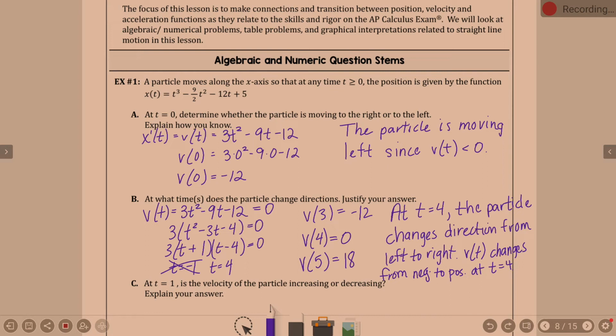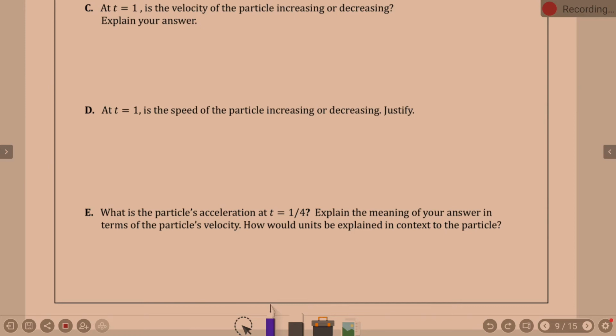At t equals 1, is the velocity of the particle increasing or decreasing? Explain your answer. Well, how do we decide if the velocity is increasing or decreasing? What do we have to look at? Acceleration. Okay. So you have velocity up above, right? So we're going to look at the derivative of velocity, which is acceleration.